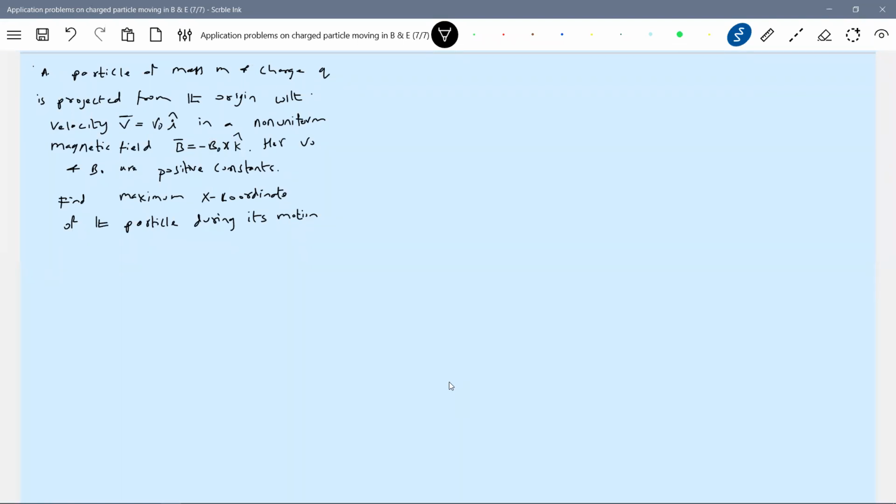Here, b naught and B naught are positive constants. Find the maximum x coordinate of the particle during its motion. Who can produce such a magnetic field? Many wires, many current carrying structures are there. They will produce such a magnetic field. Let's not bother.